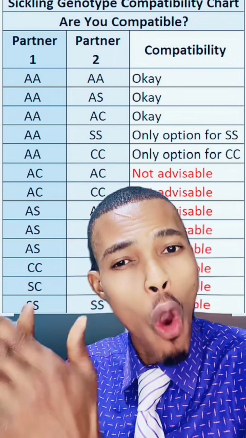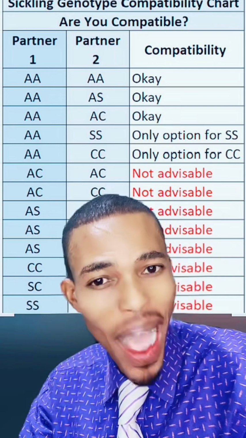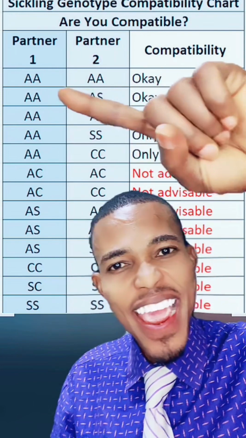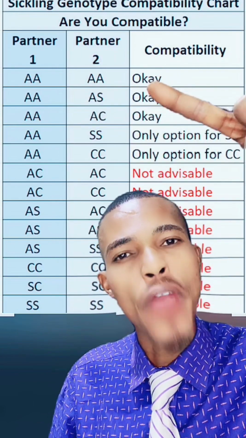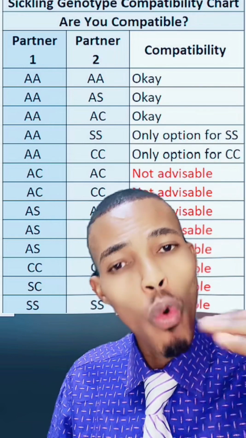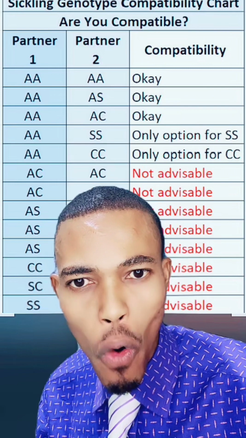Now, if you are AS, it means that you are a carrier. Some of your blood cells, your RBCs, are abnormal, but you have enough normal ones combined. AS and AA, you can marry. That is also very compatible. In the worst case scenario, you give birth to children who are carriers.